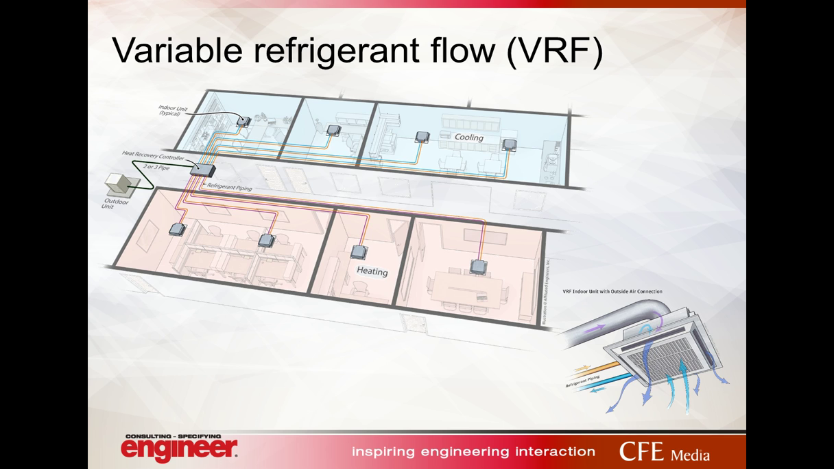So heat recovery VRF systems allow for simultaneous heating and cooling of indoor units on the same network as depicted here, where you can see that the south side, all of the units are in heating mode, whereas the north side, all of them are in cooling mode, and they're all on that one single refrigerant network.